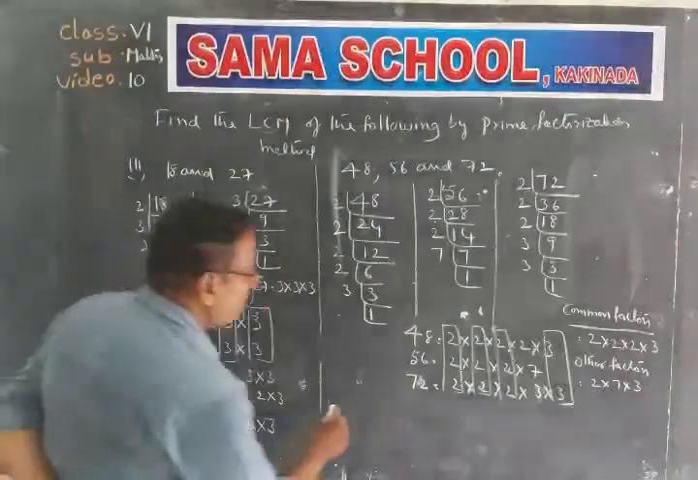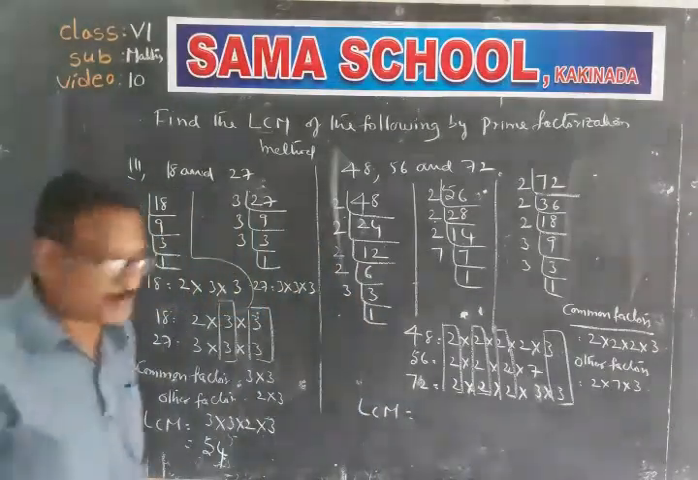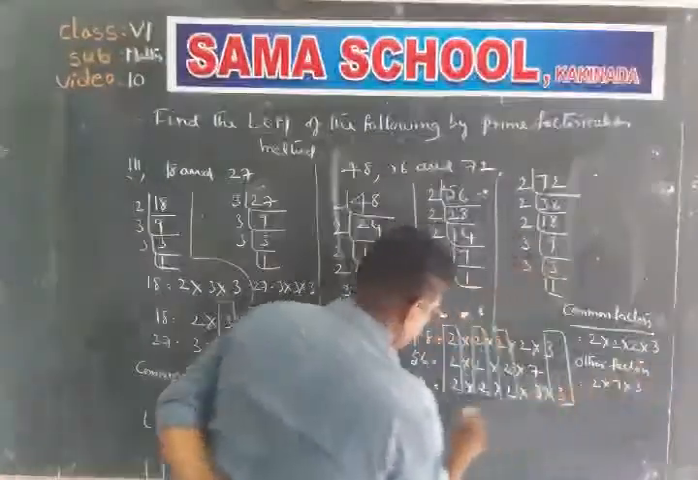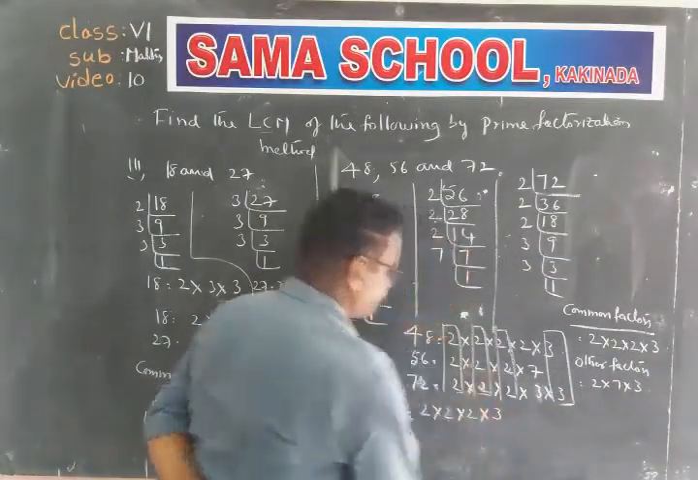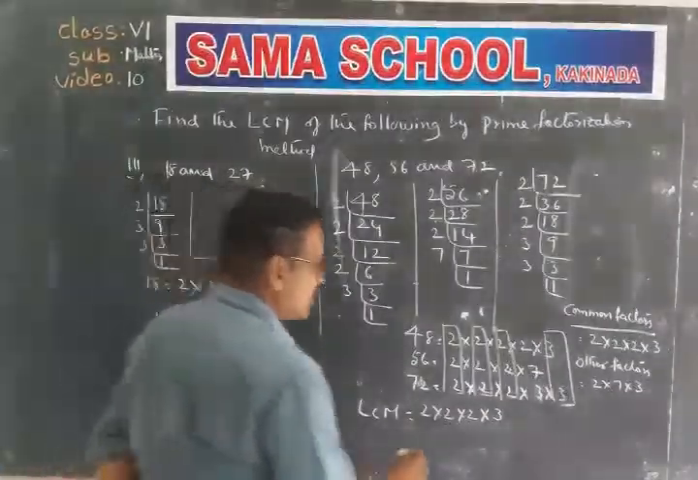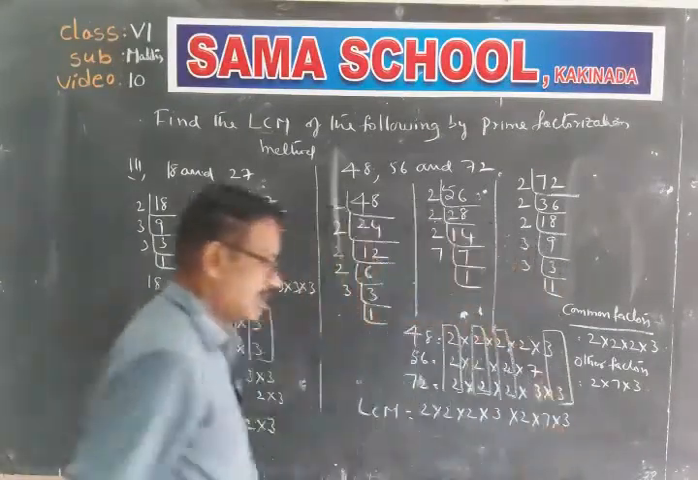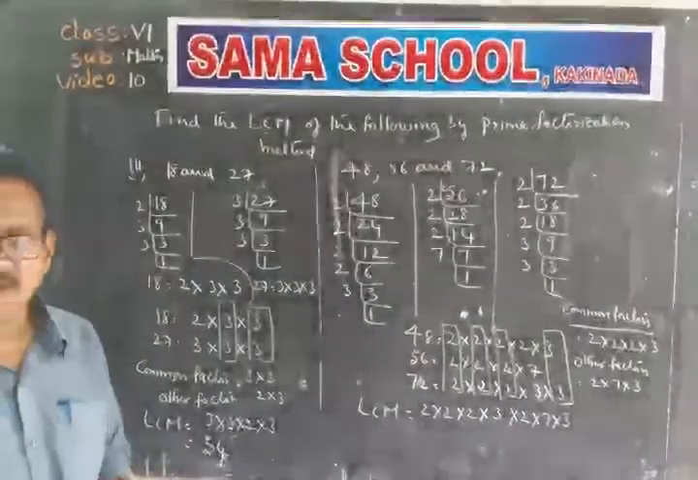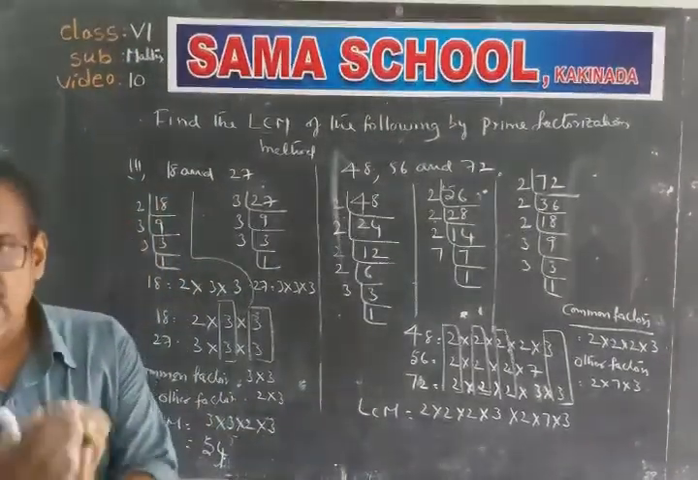Now LCM is equal to, what is the LCM? Least common multiple. What are the common factors? 2 into 2 into 2 into 3. That is the common factors. Now you write the other factors also: 2 into 7 into 3. Okay, you write the product of the numbers. The LCM is equal to common factors and other factors.